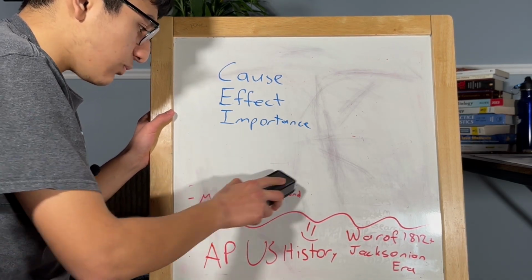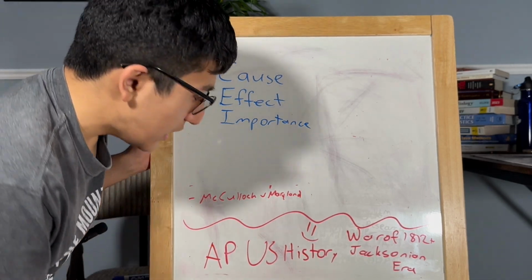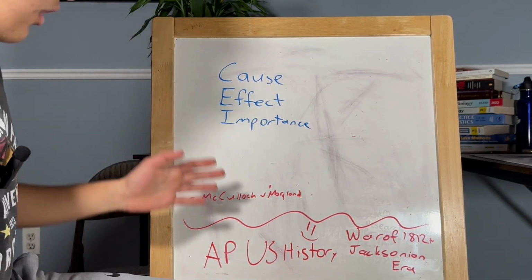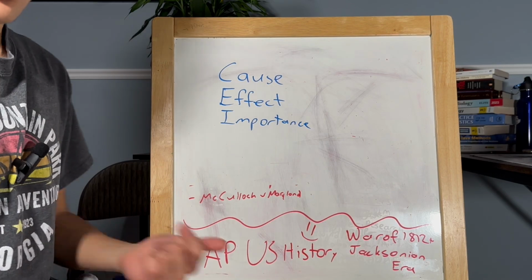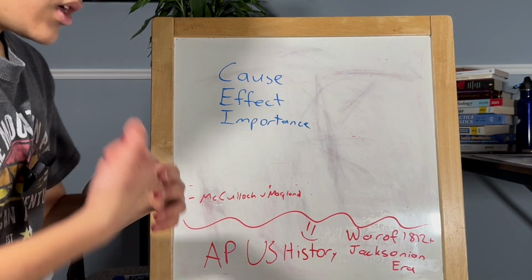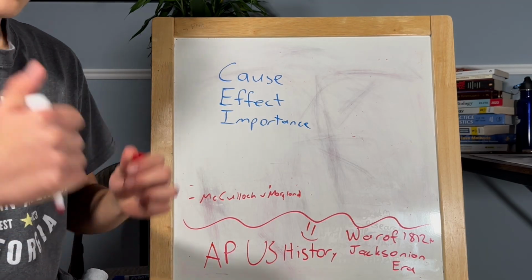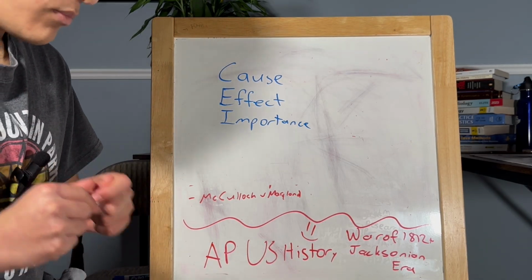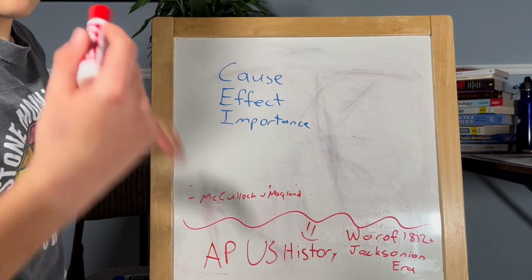All right, the last one is more like a series of ones. I only went to one. You probably have notes on all of them, or you can look it up in your textbook or online. But it's McCulloch versus Maryland. It's all really just a bunch of judicial review cases within the Marshall Court.